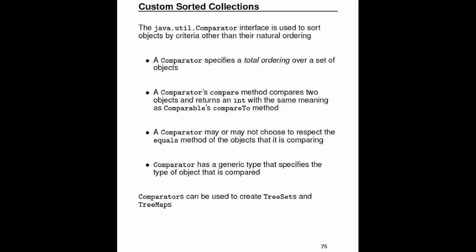A Comparator has a compare method that takes two objects and returns an int, and that uses the same contract as the compareTo method. If object 1 is less than object 2, it returns negative. If object 1 is equal to object 2, it returns 0. If object 1 is greater than object 2, it returns a positive int. And again, Comparator has a generic type that specifies the type of object that you're comparing. The sorted collections like TreeSets and TreeMaps have constructors that are overloaded to take comparators. So you can pass a comparator in when you're creating your new TreeSet.